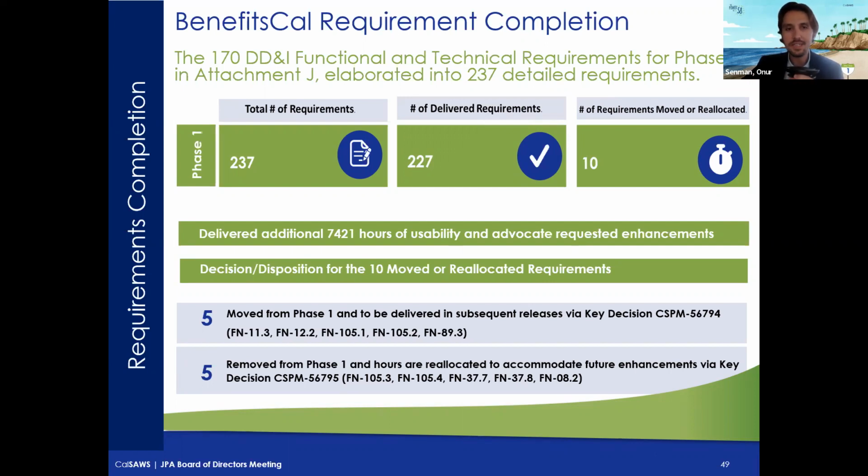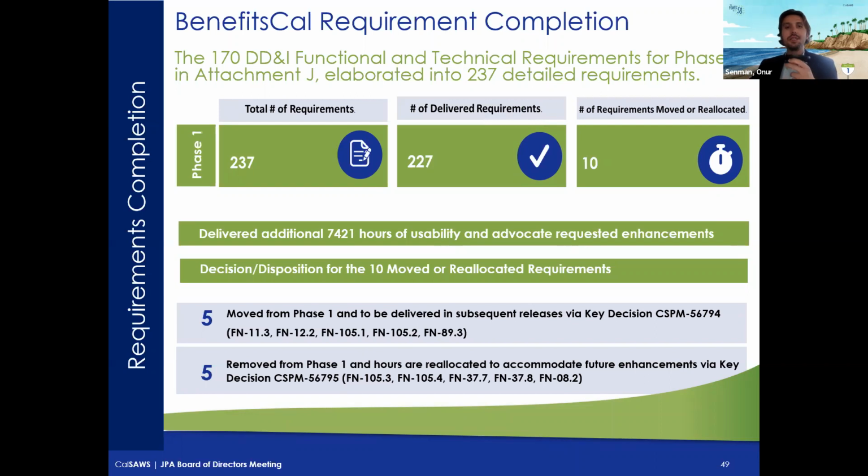And as it relates to the remaining 10 requirements, they are either removed or reallocated through the formal key decision process by consortium leadership. Five of these 10 items that you see here are to be delivered in subsequent releases. And for the remaining 5, the hours are reallocated to accommodate upcoming enhancements, since those original items are no longer valid due to changed policy or additional regulations or business procedures of the consortium.